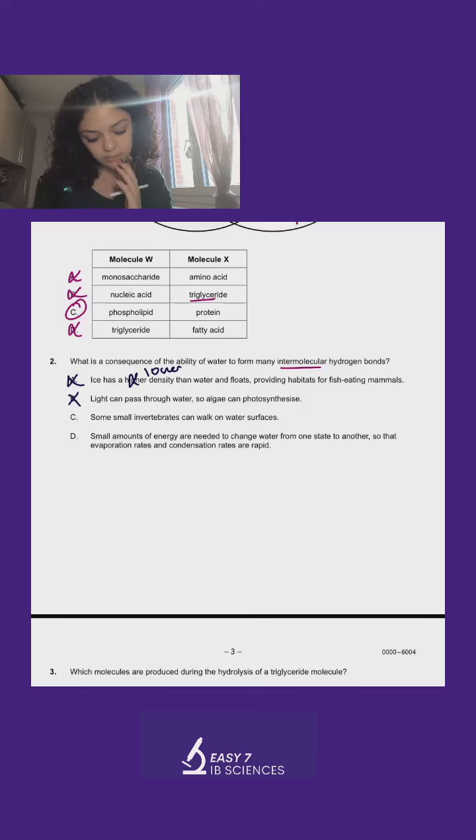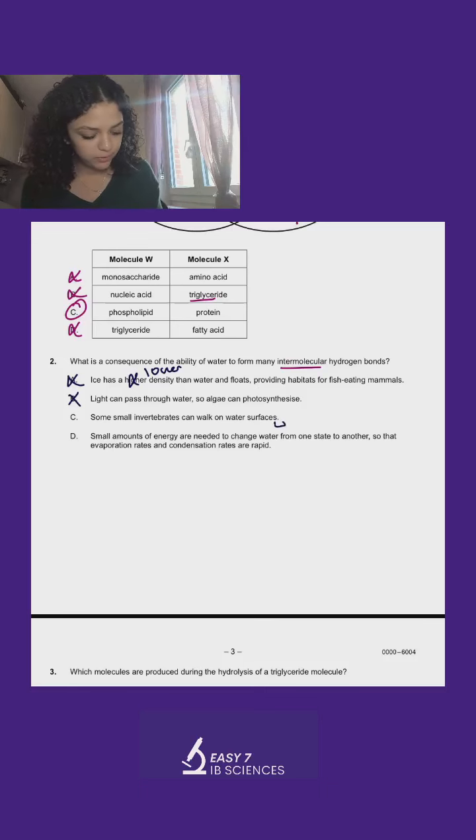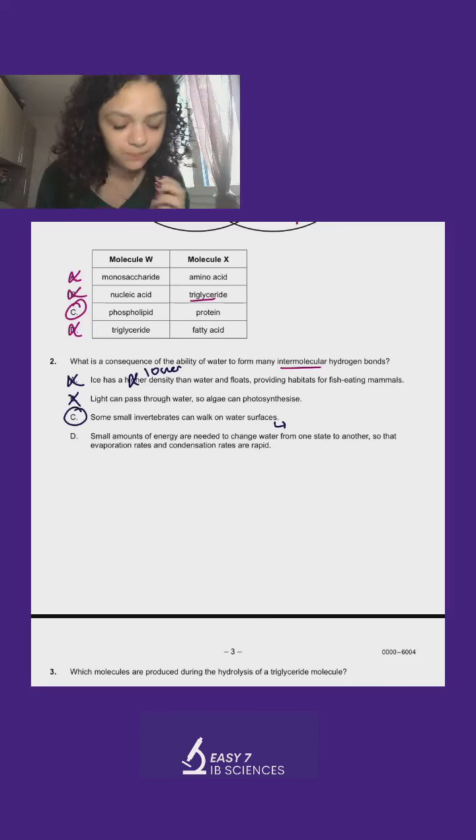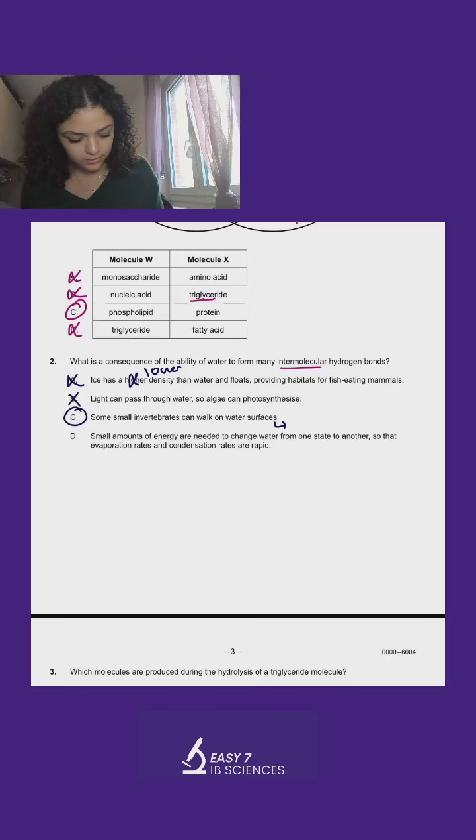Next, it says some small invertebrates can walk on water surfaces. That reminds us of what properties of water. Can anyone name them? They start with C and A. Cohesion. And what's the second one? So this one is definitely our answer.